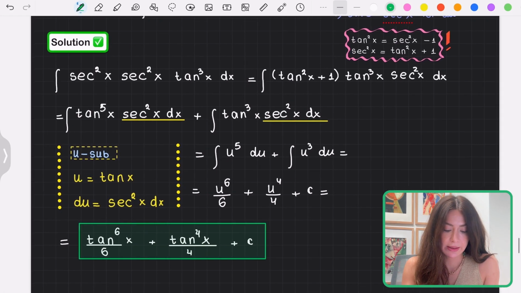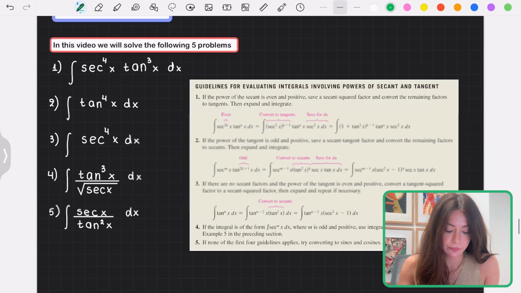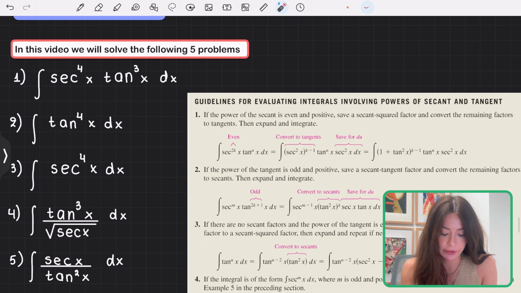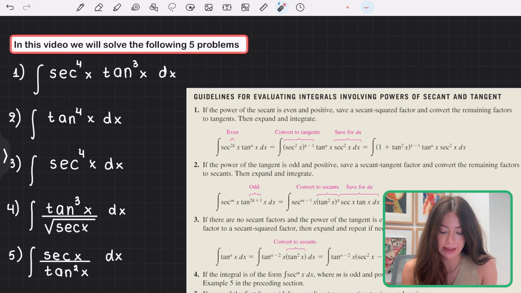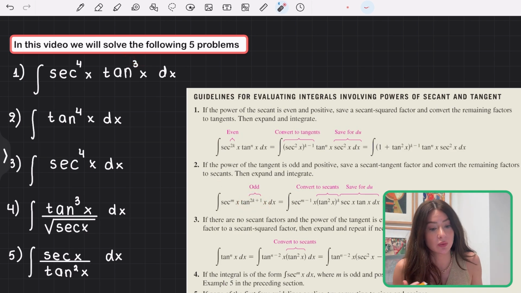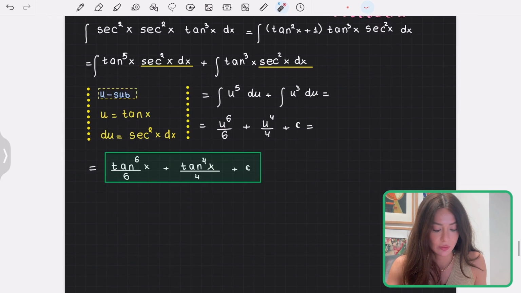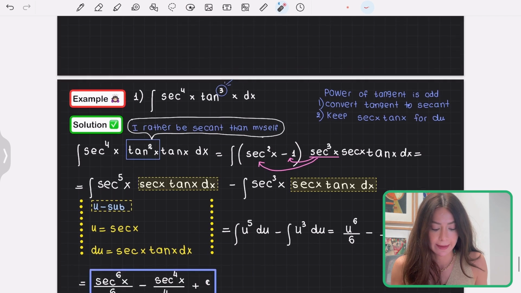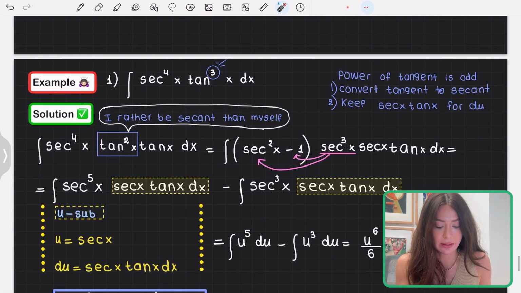I told you that in this problem, you could either follow the first guideline, which is something we did together, or the second guideline, which says that tangent has an odd and positive power, which it does, so we could do either. Now I'm going to show you how you would solve it if you follow the second rule. Okay, let's follow it slowly together. So we're going with this now.